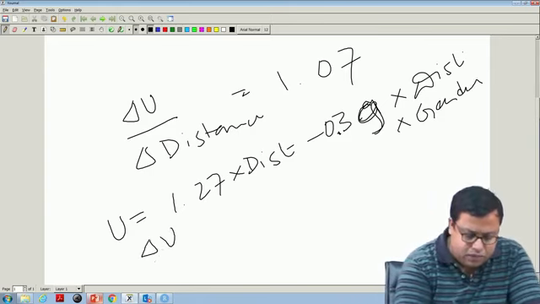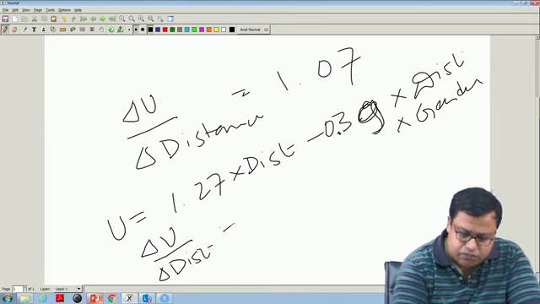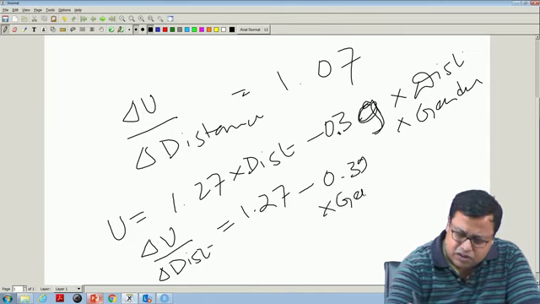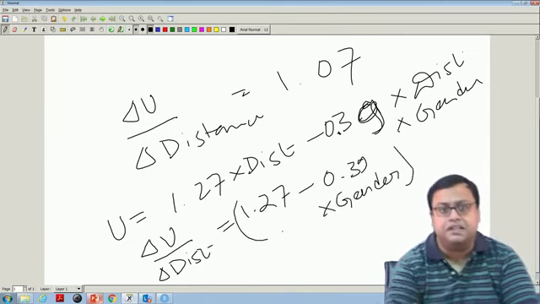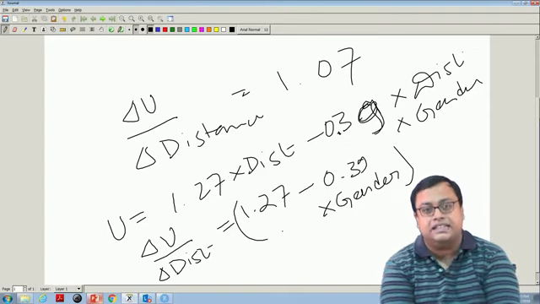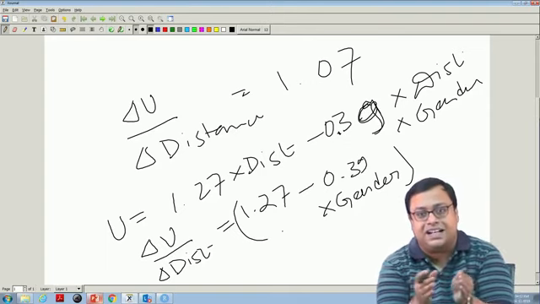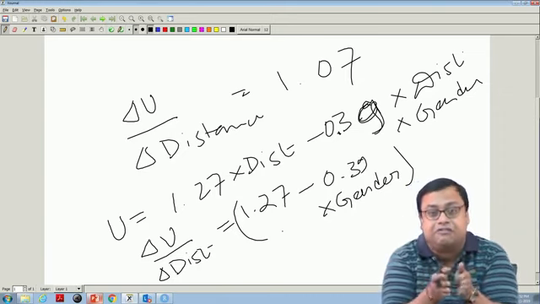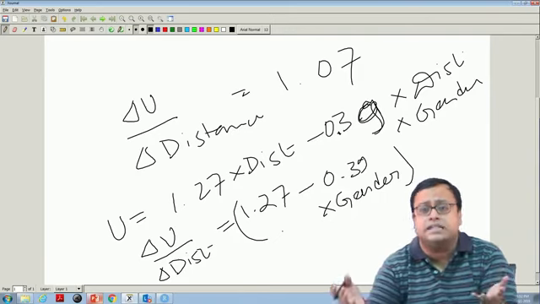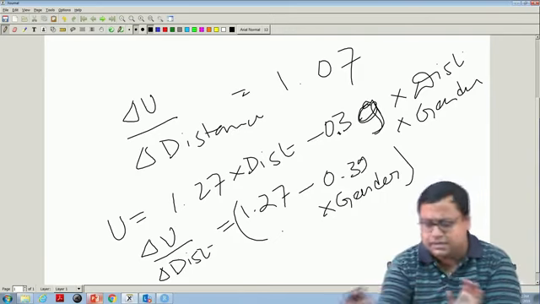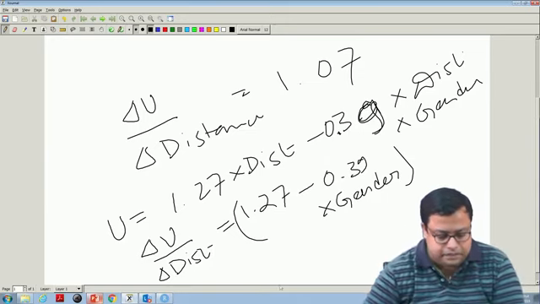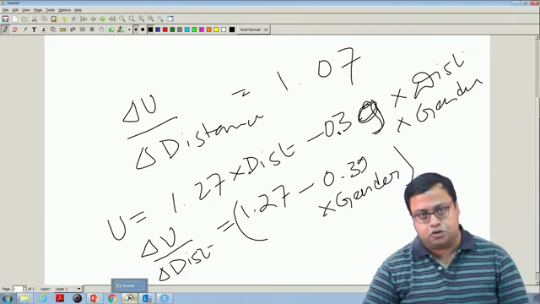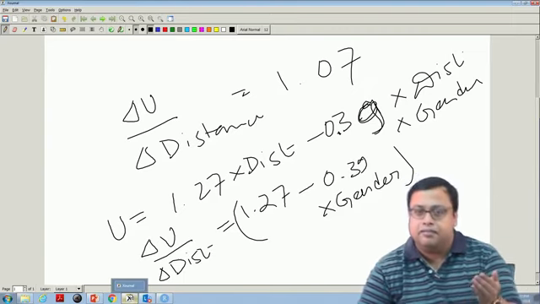So, then what is delta u by delta dist? This is 1.27 minus 0.39 into gender. So, when gender is 1, that means male, delta u by delta dist is low. When gender is female, delta u by delta dist is high. That means male guys are less sensitive towards distance, and female people are more sensitive towards distance. Makes sense? I hope so. I do not think this is something that should happen in a country like India, but this is a reality.